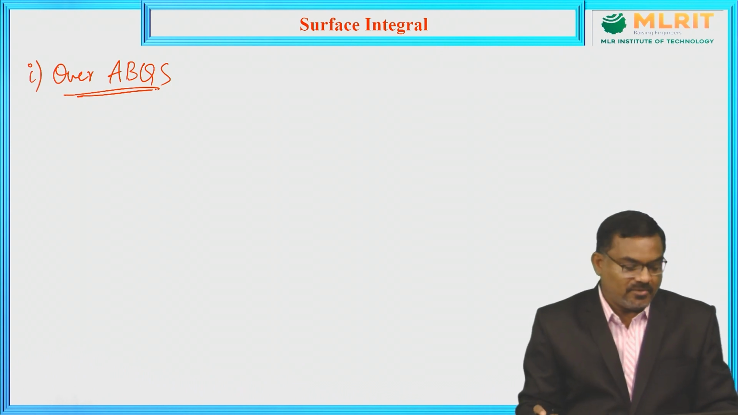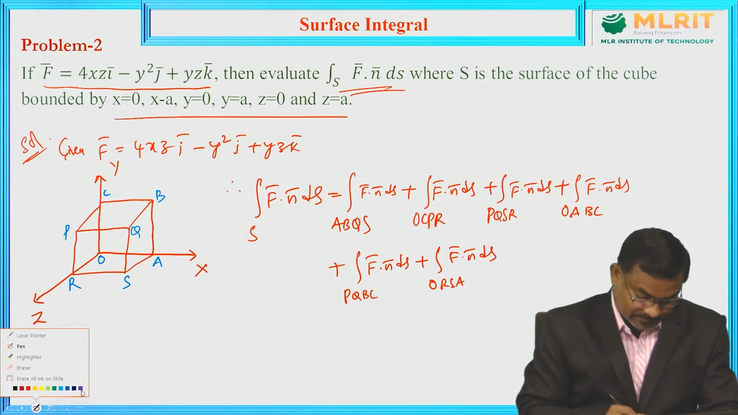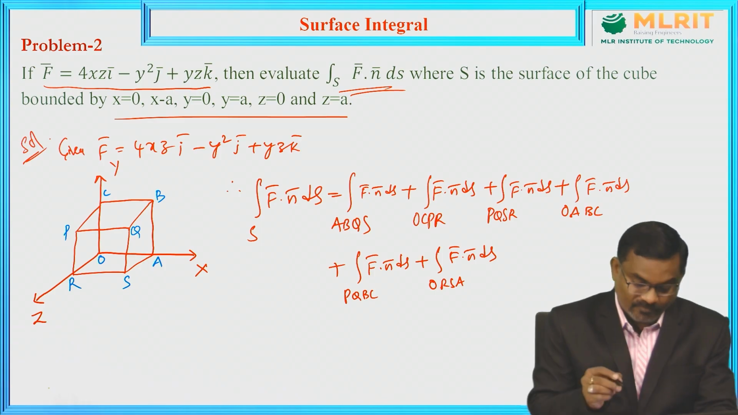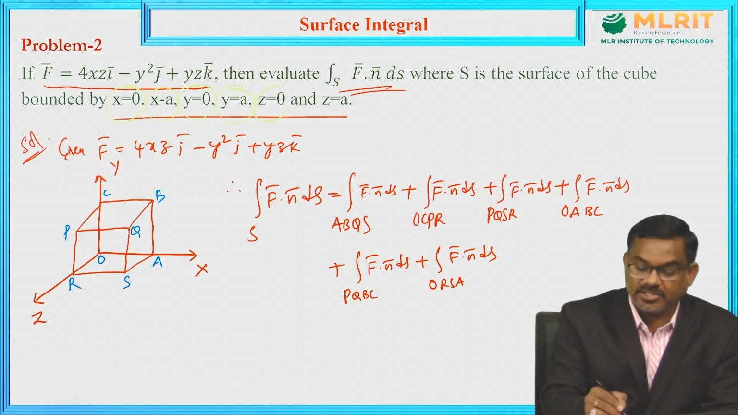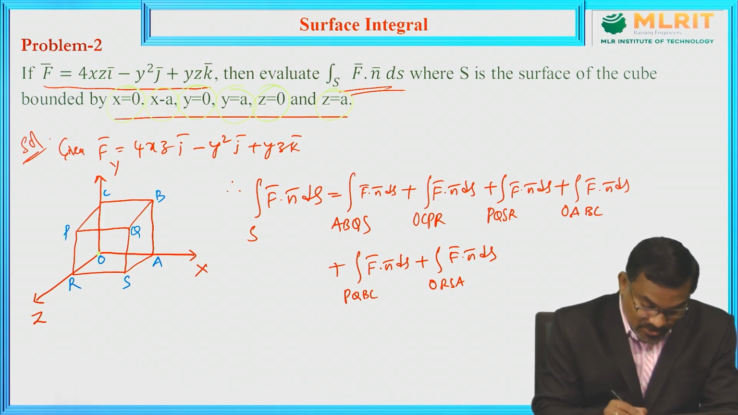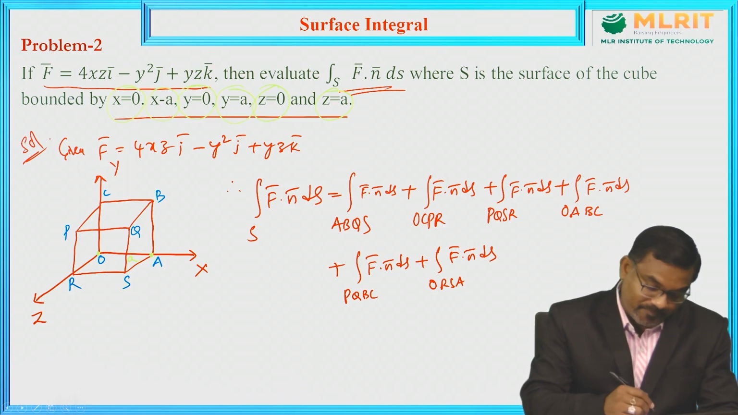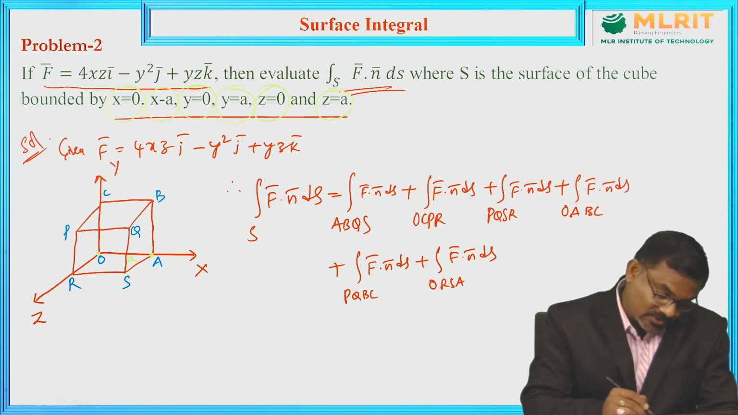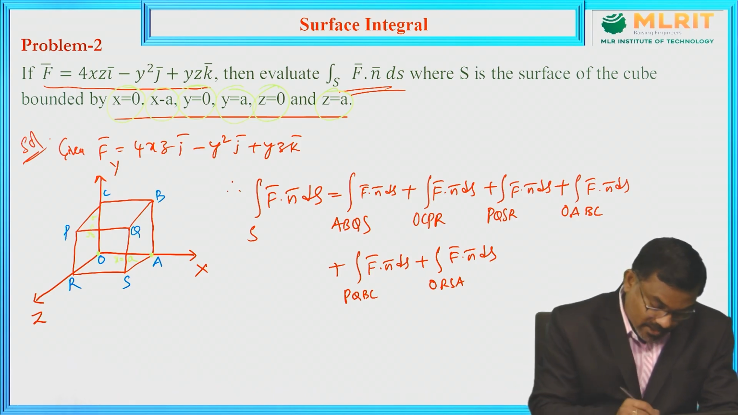And here one more thing we need to identify is, since the cube is bounded by x equal to 0, x equal to a, y equal to 0, y equal to a, z equal to 0 and z equal to a, here the length from O to A is a. Similarly, from O to here also, this is x equal to a, and here y equal to a, and here z equal to a.